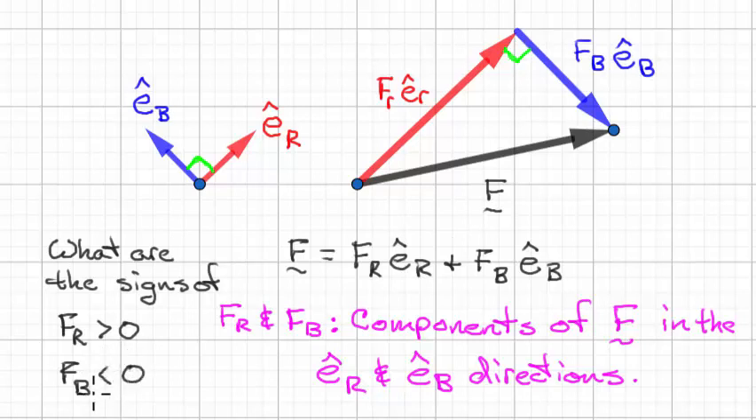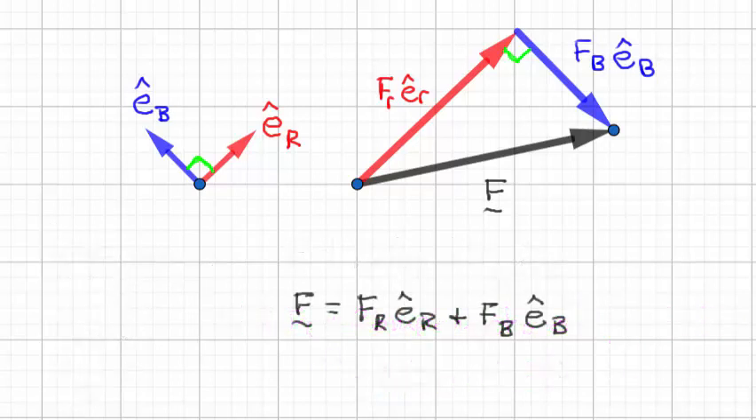FB is going to be negative, right? Because in order to get these two vectors to add up to F, I need this component vector in the E hat B direction to be in the opposite direction of E hat B itself. So the only way I can get FB E hat B to go back down and to the right is if FB is negative. So that's what I get for that one. Yeah, does that make sense? Think about that one a bit. We know just from this construction of these two vectors that the component FR has to be positive and FB has to be negative.